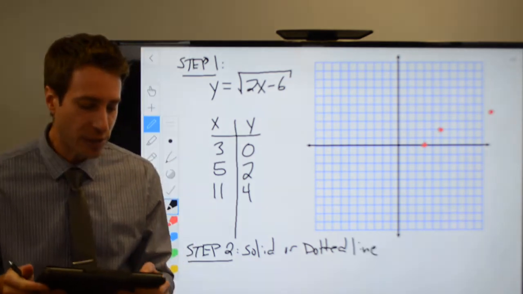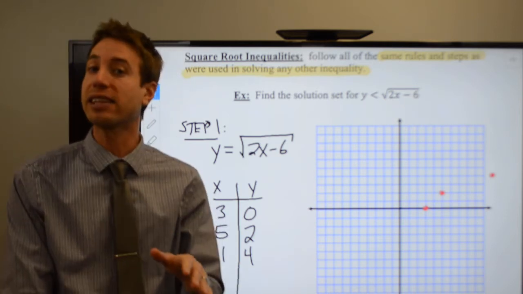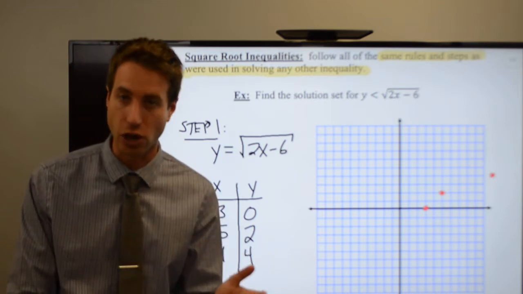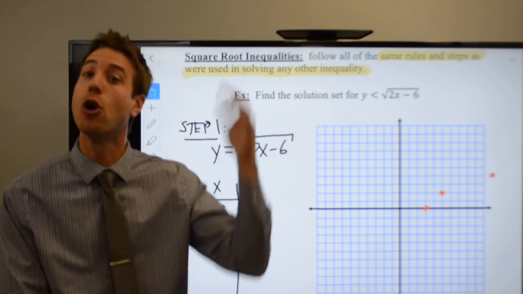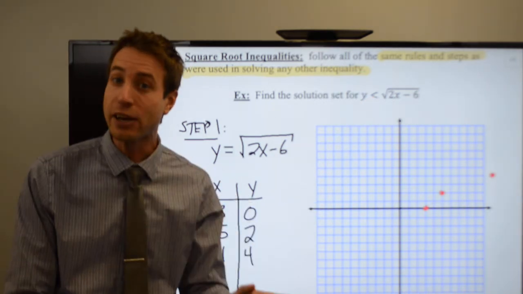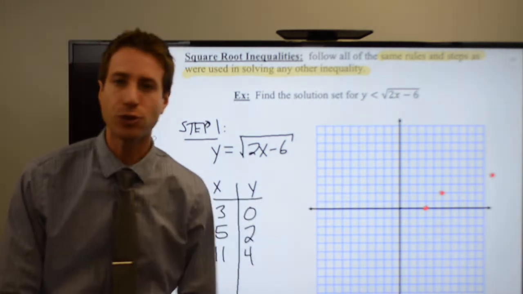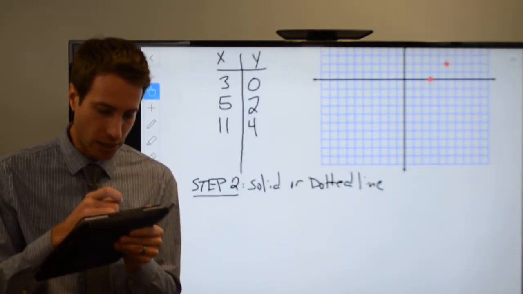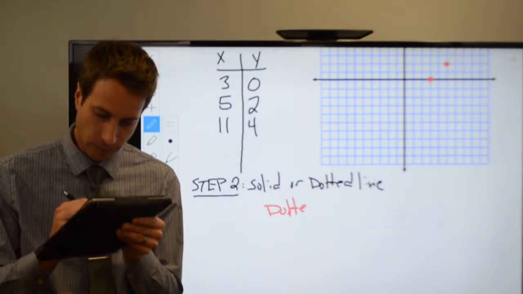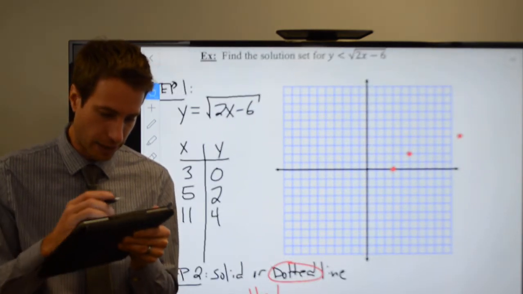Well, remember the way we do that is now we take a look at the inequality that you were given. If it is strictly less than or strictly greater than, it's going to be a dotted line because the line is not included. If it's less than or equal or greater than or equal, the line is included and you would use a solid line. I have strictly less than, which means we're going to be dotted. And so let's go ahead and put our dotted line in here.